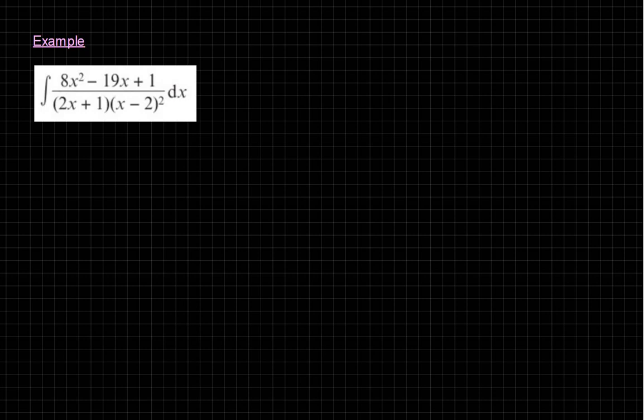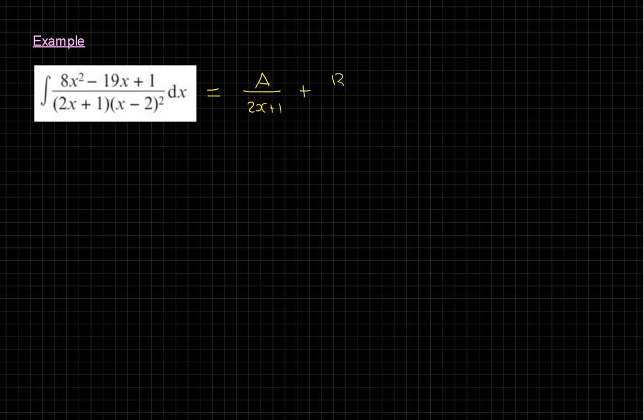So then let's look at this one. I'm not going to go through the whole process of finding the partial fractions, but let's just set up what the form would look like. So we know this can definitely be written in the form A over 2x plus 1 plus B over x minus 2 plus C over x minus 2 squared.